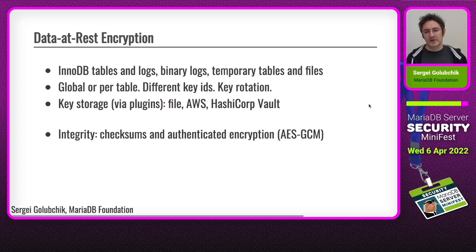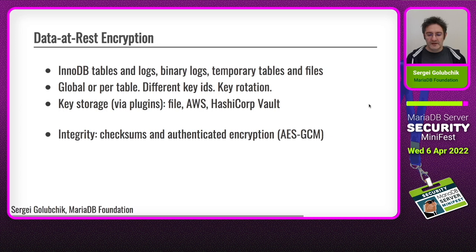Data at rest encryption can work globally, like encrypt everything in MariaDB. Or it can work per table when you specify specific tables to encrypt. Or it can encrypt everything in MariaDB except a few tables. You can also do that. The point is that encryption is reasonably fast. You lose a few percent of performance, but still, it takes some CPU time. And if the table does not contain any confidential information, like you have a table with, I don't know, state holidays in Germany in 2022, there's no point in encrypting this table. It's public information.